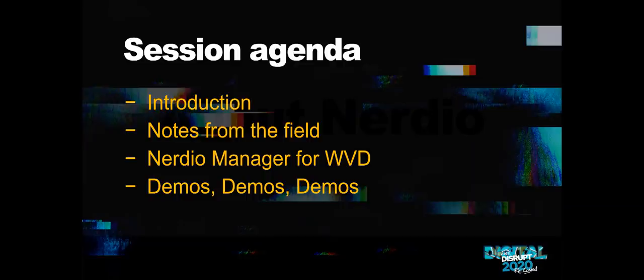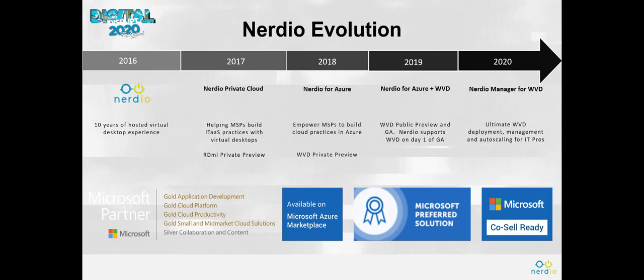So Nerdio as a company was founded back in 2016, although the company behind Nerdio back then was already in business for over 10 years, including the people involved as well. So a ton of experience was already there, you could say. Now, back in 2017, Nerdio launched Nerdio Private Cloud, and at the same time, Microsoft announced RDMI in private preview. Sort of the same thing happened back in 2018 as well. Nerdio for Azure was launched, and at the same time, WVD was announced in private preview.